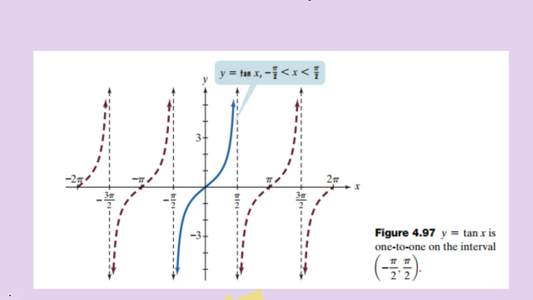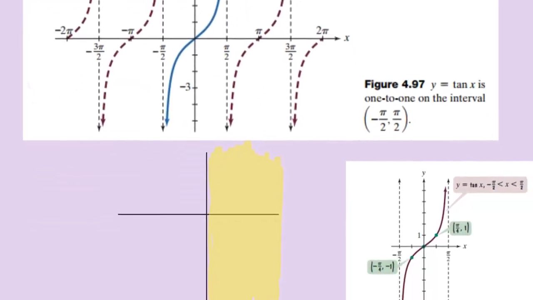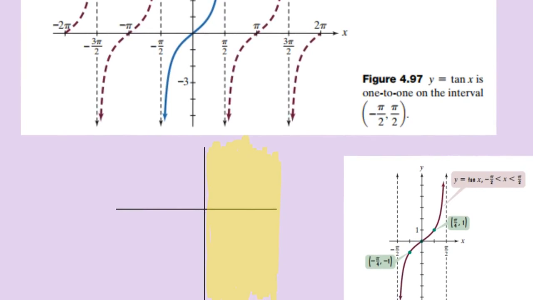Now, tangent. We can make tangent a one-to-one function if we restrict the domain from negative pi over 2 to positive pi over 2, much like the sine function. So the tan function will be restricted to quadrants 1 and 4. If it's positive, it'll be 1. If it's negative, it'll be 4.